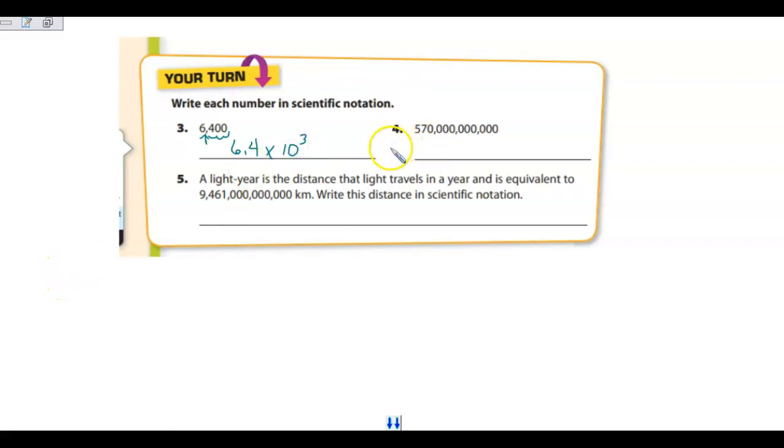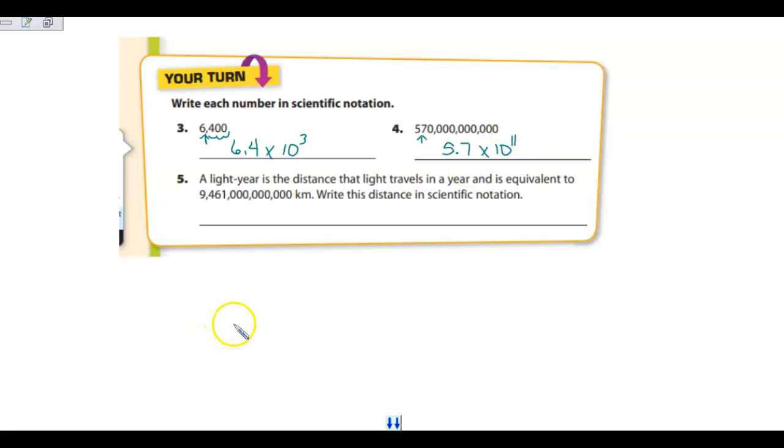On number 4, we have 570 billion. And we need to put it in scientific notation. Where would the decimal go? If you said between the 5 and the 7, you were correct. So 5.7 times 10 to what power? 3, 6, 9, 10, 11. 11 exponent.